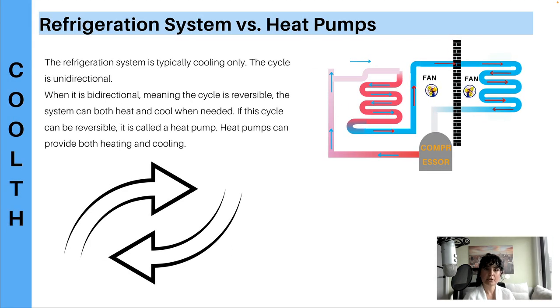So refrigeration systems and heat pumps are two different things. A refrigeration system is typically cooling only. The cycle is unidirectional. It's all about cooling indoors.